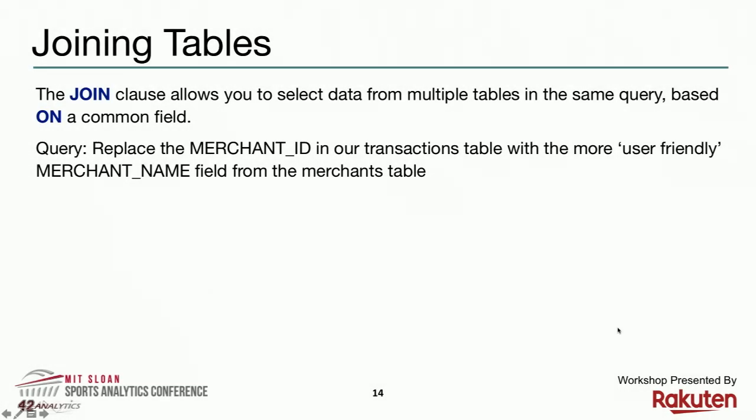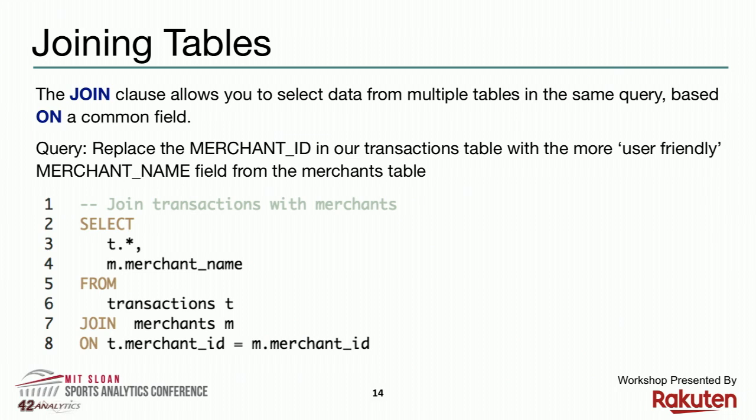So the join clause, in essence, just allows you to take one table, take another table, and tell it how you want to link it. The way you do that is using the ON operator to identify that common field. In this case, we want to replace merchant ID, which, unless you happen to remember who merchant 5 is, isn't really that descriptive, with merchant name from the merchants table.